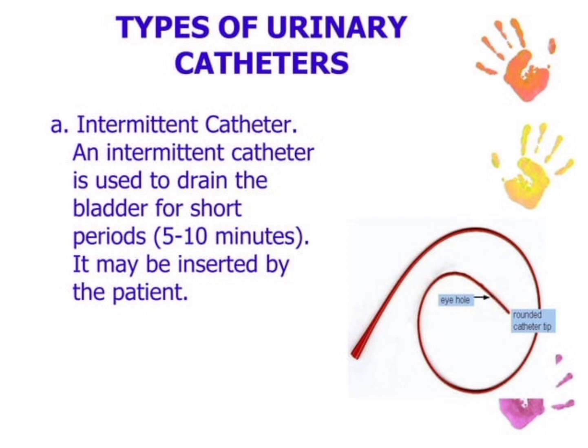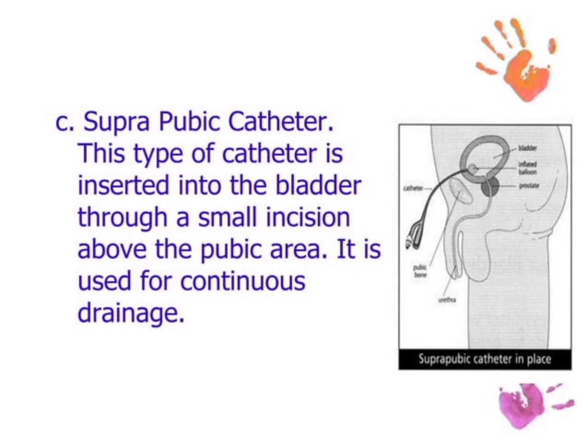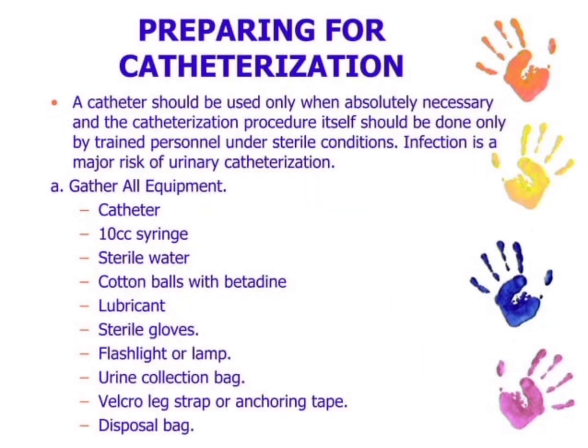Types of urinary catheters. Intermittent catheter. An intermittent catheter is used to drain the bladder for short periods. It may be inserted by a patient. Retention indwelling catheter. This type of catheter is placed in the bladder and secured there for a period of time. Suprapubic catheter. This type of catheter is inserted in the bladder through a small incision above the pubic area. It is used for continuous drainage.